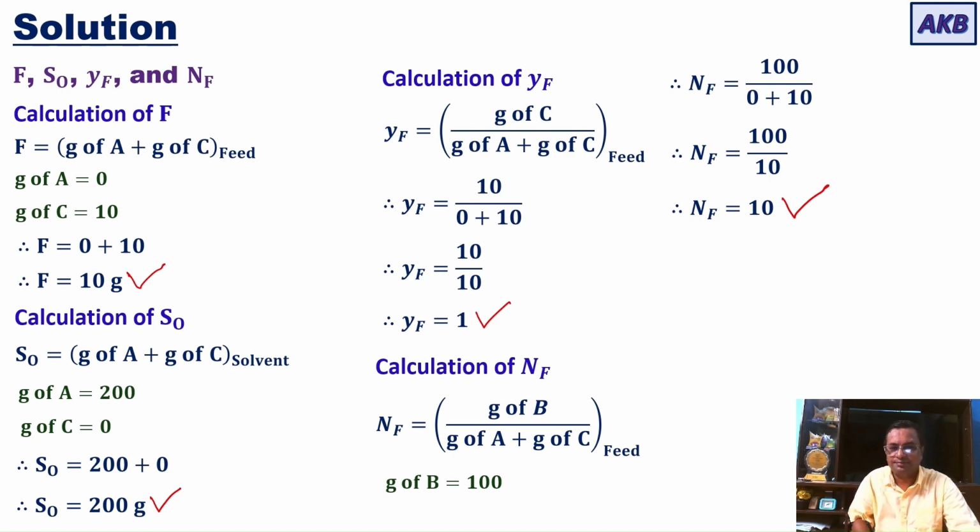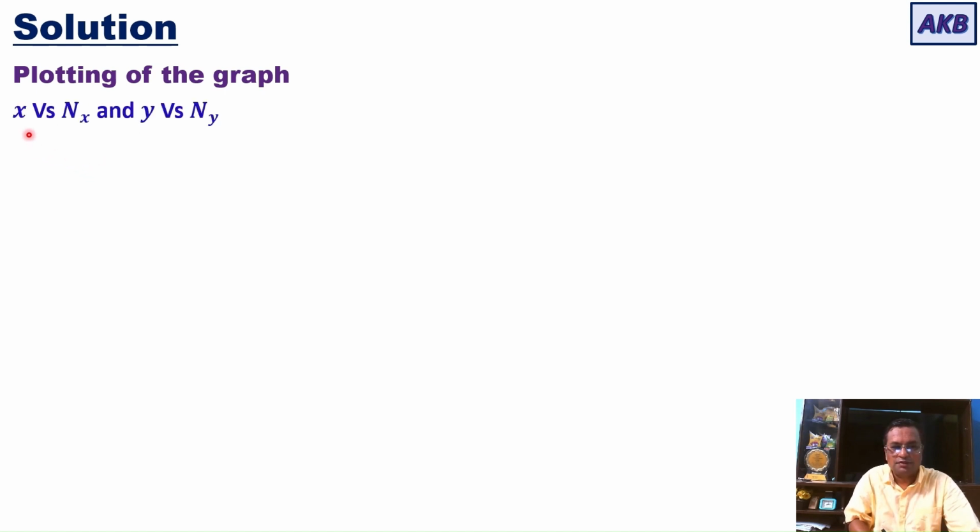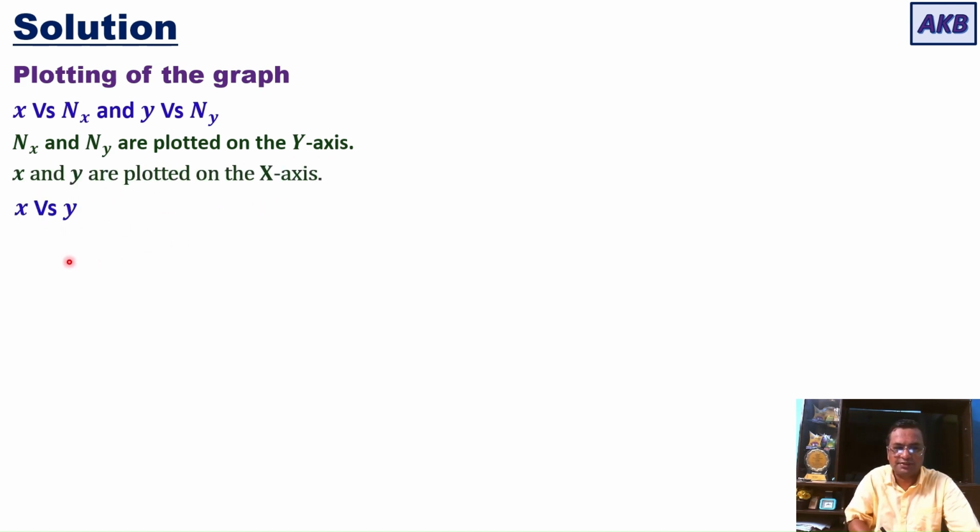Let us move ahead. After getting the values of F, S0, YF and NF, the next step is to plot the required graphs. One graph is X versus NX and Y versus NY. Both will be plotted on a single graph. NX and NY are plotted on the y-axis, and X and Y are plotted on the x-axis.